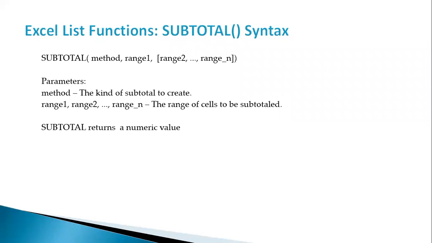That is, the very first parameter is the method, and we'll see the different methods that are supported. The second parameter is the range. That is the range of cells to be subtotaled, or in other words, the range of cells where the method that you supply as the first parameter is to be applied. You can actually add more than one range, but you must have at least one range. If your parameters are valid, then subtotal will return a numeric value. Otherwise, it will return an error.